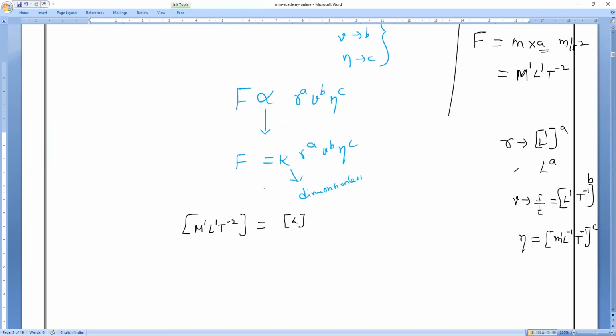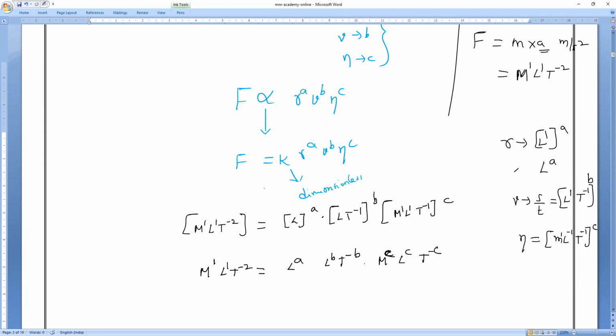So L power A into L T power minus 1 whole power B, into M power 1, L power minus 1, T power minus 1 whole power C. Now equate the coefficients. Here M power 1 L power 1 T power minus 2 is equal to, you can split it and write it: L power A, L power B, T power minus B, and M power C, L power minus C, T power minus C.